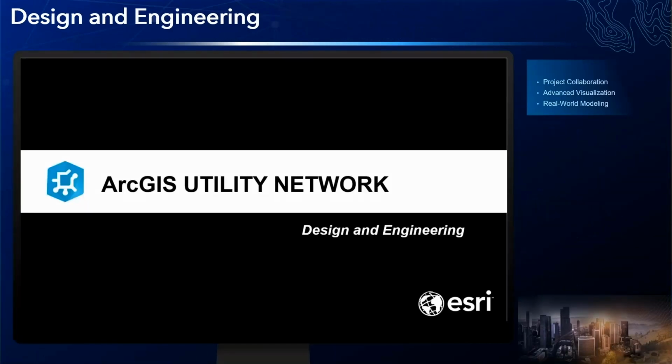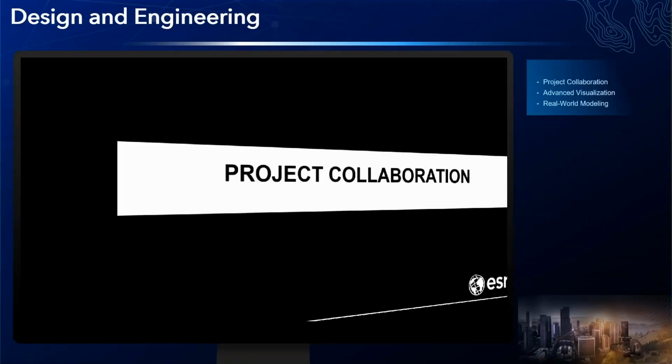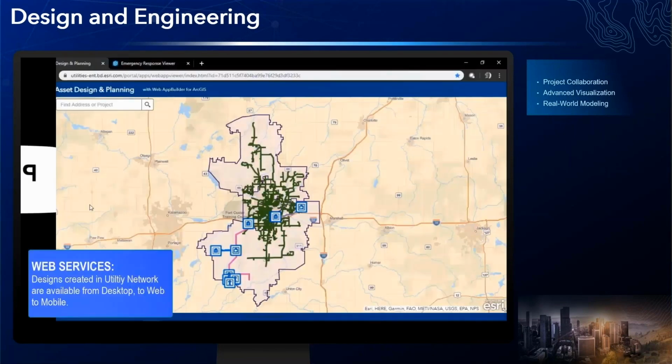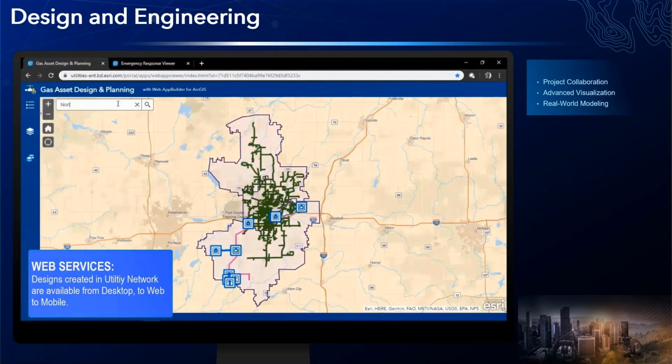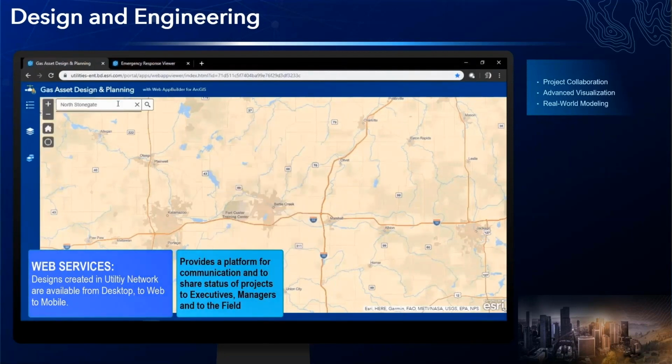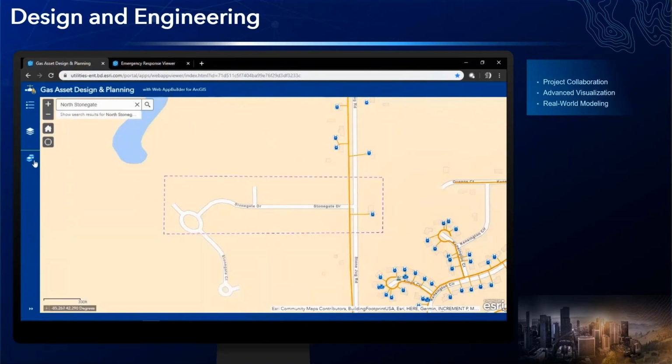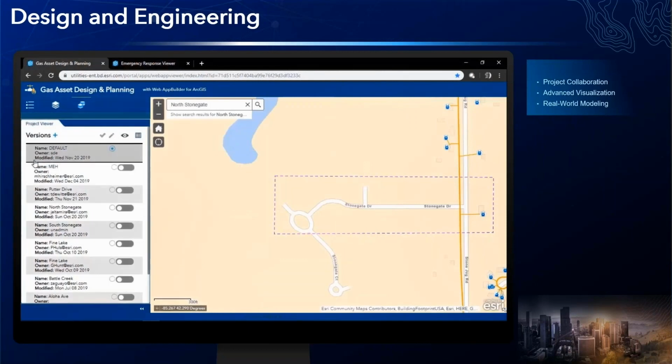So one of the most significant features of the utility network, especially in design and engineering, is this notion of web services. This creates immediate project collaboration. That means that designs created in the utility network are available across the network, not a download nor an export, but a direct connection to web and mobile apps for communication of the field, to managers, and to corporate executives. This example shows multiple gas design projects in various stages of engineering, design, construction, and commissioning. Even financial information is included.